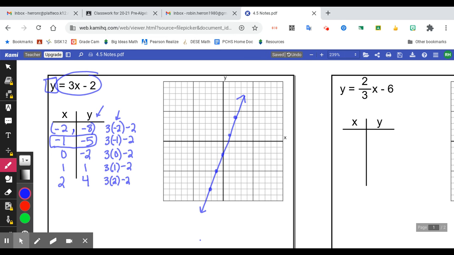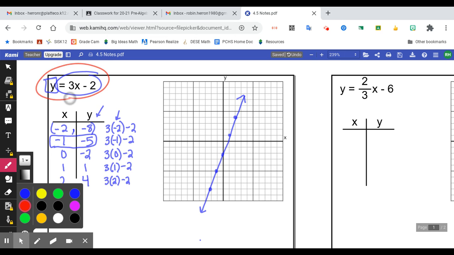Okay? Now again, if you were to switch over and graph this like we talked about, my m is 3. My b is negative 2. That would mean I'd start at negative 2 on the y, right on top of where it already is. And my slope would be 3 over 1. So up 1, 2, 3, right 1. 1, 2, 3, right 1. And they fall right on the same exact line as I already have.